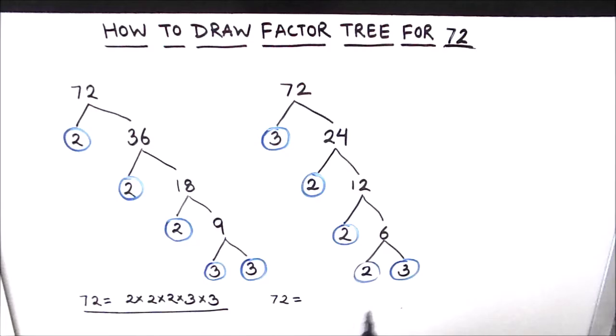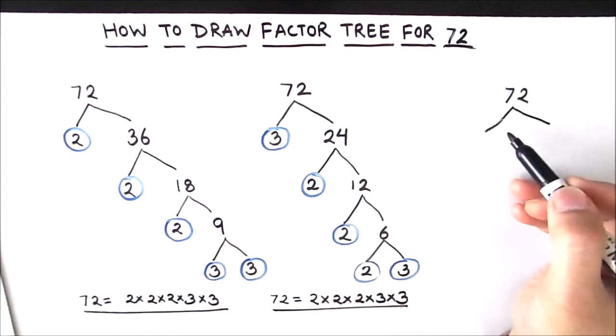The prime factors we get from this factor tree will be the same as in the previous factor tree, because that's the beauty of math, that you can have different methods for the same question but the answer will always be the same. So here too the factors will be 2 times 2 times 2 times 3 times 3. So let's draw one more factor tree for the number 72.